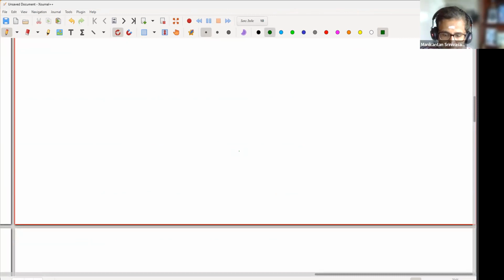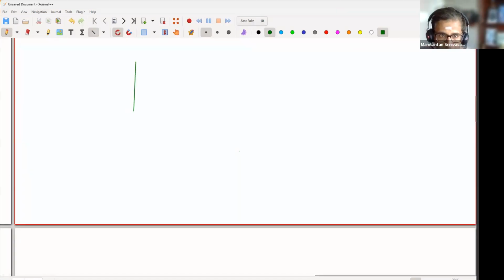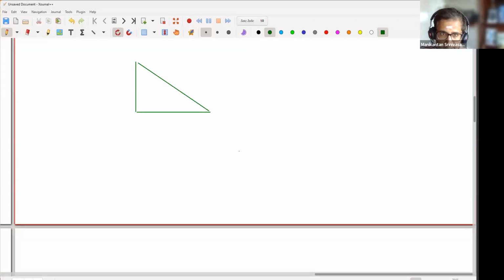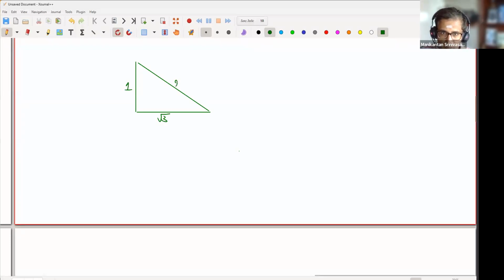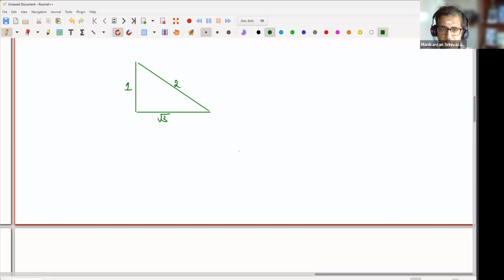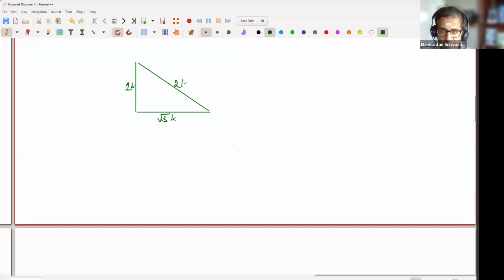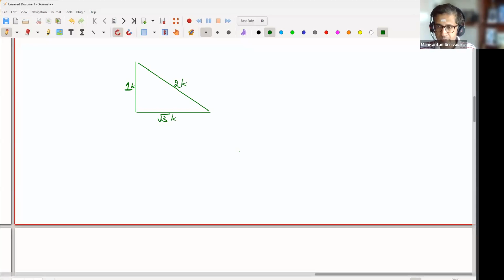So in a 30, 60, 90 triangle, just to repeat, the ratio of the side lengths is 1 is to root 3 is to 2. This is just the ratio, right? Which means this can be 1 times some k, this could be root 3 times some k, and this will be 2 times k. You all recall this, right? Now, my question is not this. My question is as follows.